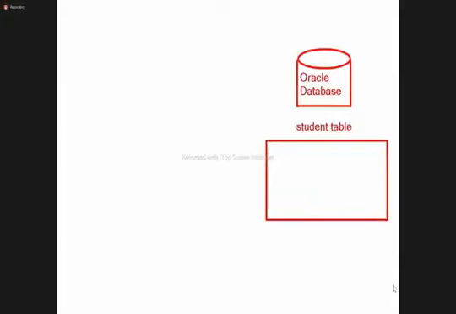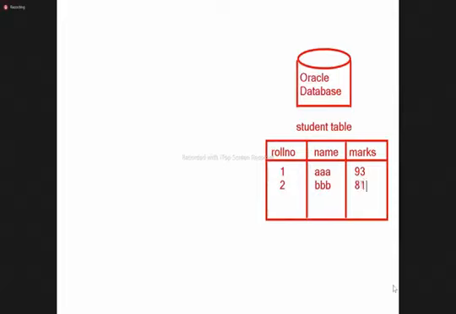Suppose a student table. In this table, some records are there. Fields are there, records are there. See, roll number, name of the student, marks of the student. Suppose roll number 1, name, marks. Roll number 2, name, marks. Like this we have. Now through a Java application, I want to insert a third record with a dynamic SQL query.